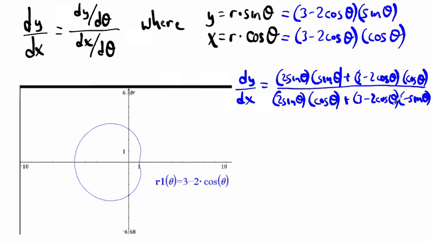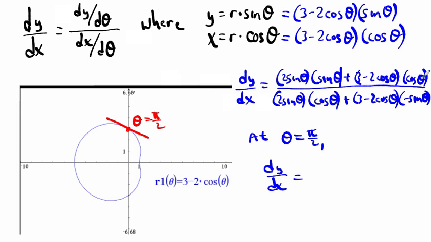So now the question is, where do I want the slope of the tangent line? Well, let's pretend that I want the slope of the tangent line right here at theta equals pi over 2. Well, if I want the derivative at theta equals pi over 2, then I'm thankful that cosine pi over 2 is 0, sine of pi over 2 is 1, right? Negative 2/3.